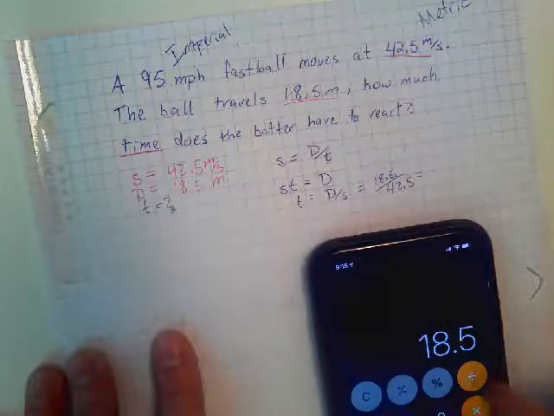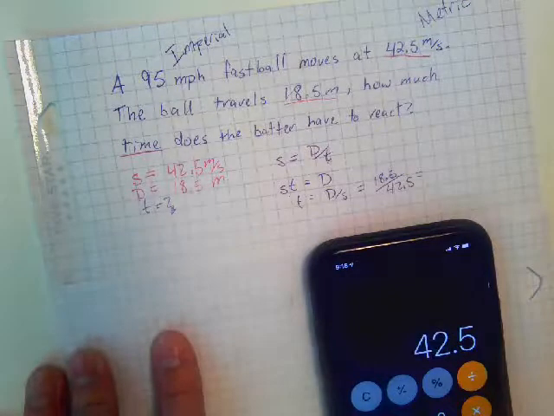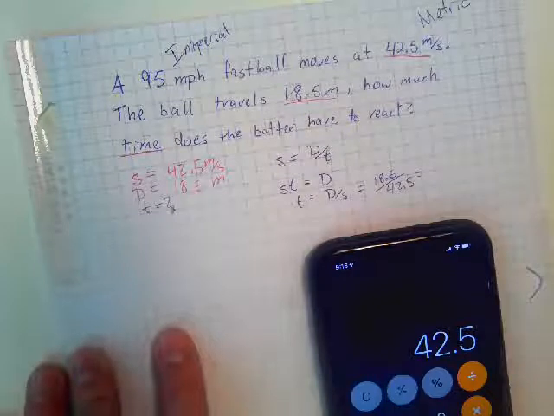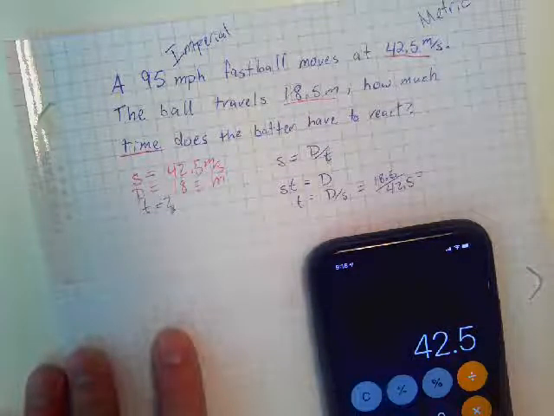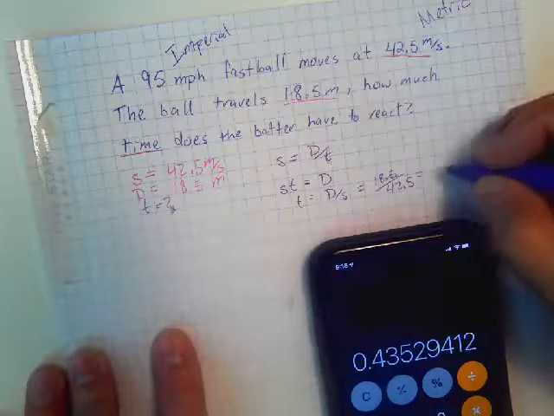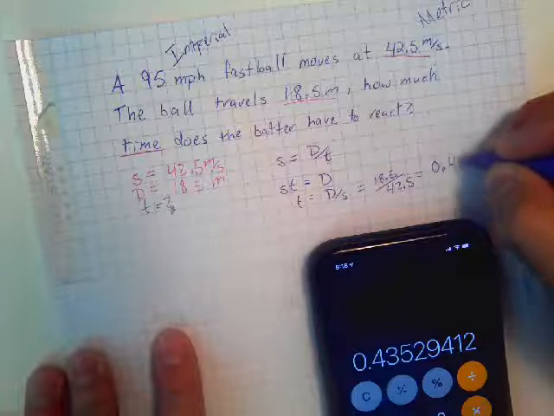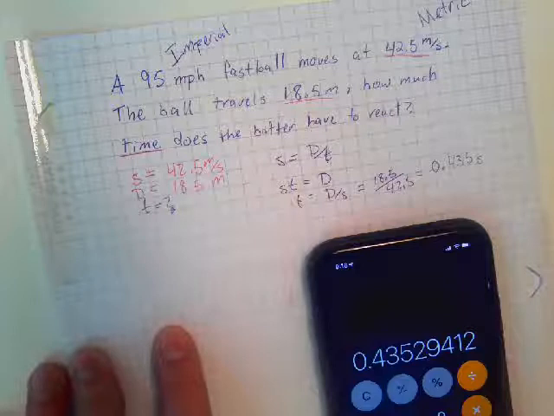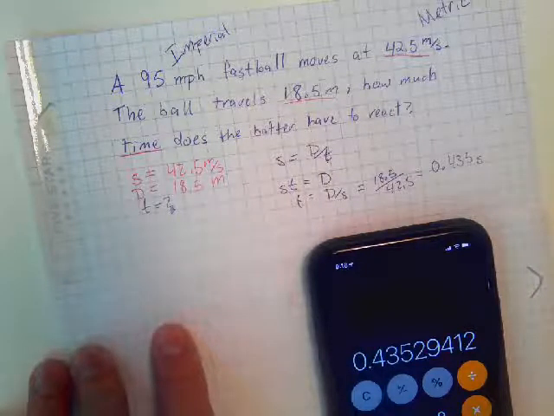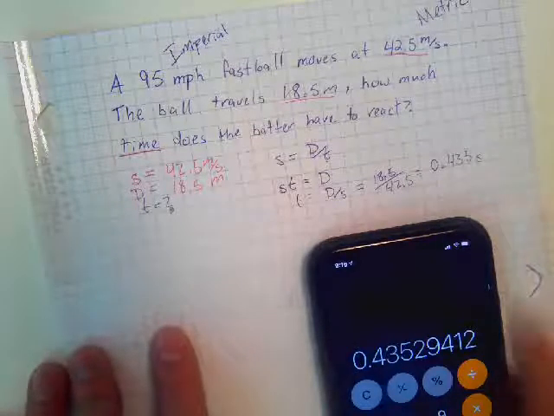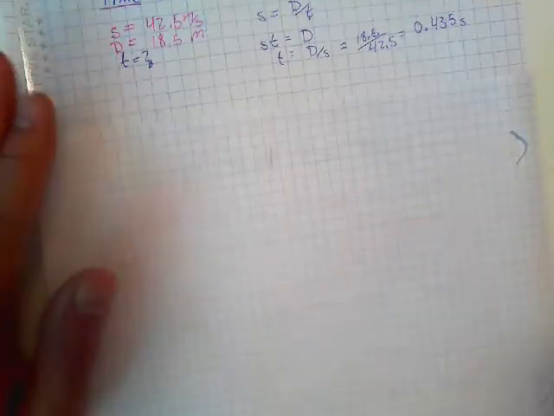18.5 divided by 42.5. Now here's the thing. We should expect something less than a second, right? Like baseball would be a whole lot easier if the ball traveled slower. We get 0.435 seconds. So 0.435 seconds is the time it takes from when it leaves the pitcher's hand to when it reaches the plate. So less than half a second, which makes a lot of sense if you've watched baseball.